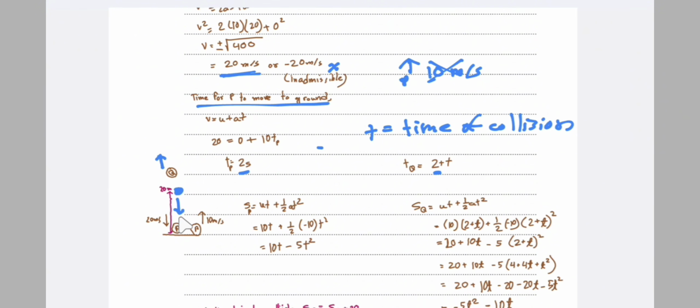Since P took 2 seconds to reach the ground, Q also moves for those 2 seconds, and an extra time T, that is the time of collision. So Q moves upward 2 seconds, the time P takes to reach the ground, and extra time T at the time of collision.